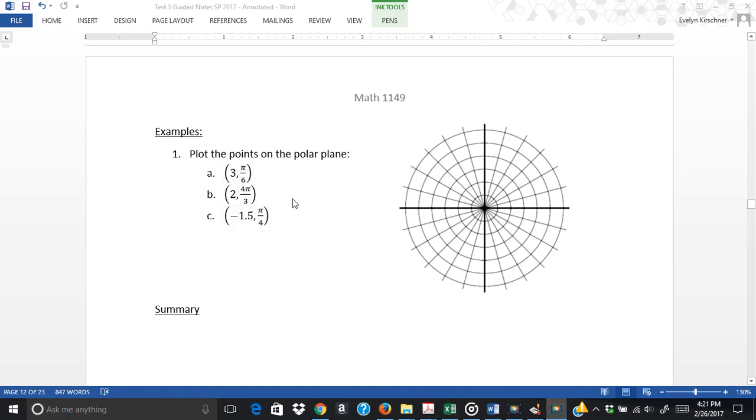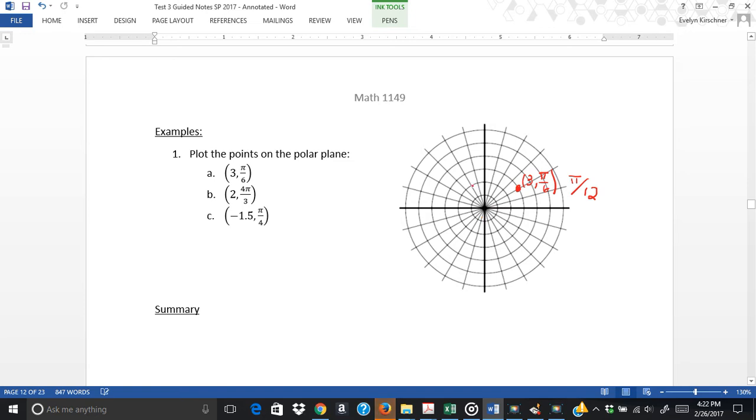So what we're going to do is plot points on the polar plane. My first one is 3, pi over 6. This is what we call a polar plane. If you notice, there's 1, 2, 3, 4, 5, 6, 7, 8, 9, 10, 11, 12, and pi, which means that each of these is pi over 12. And these are my radii. So I need to go to pi over 6, which is here, and I have to go out 3. 1, 2, 3. So that's my point, 3, pi over 6.